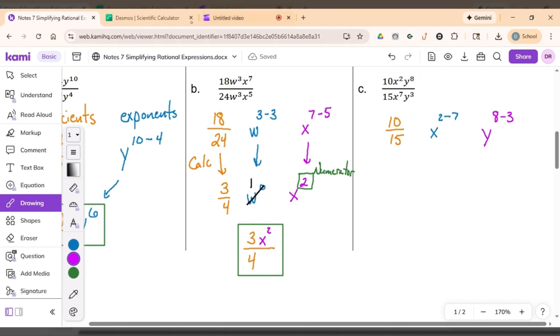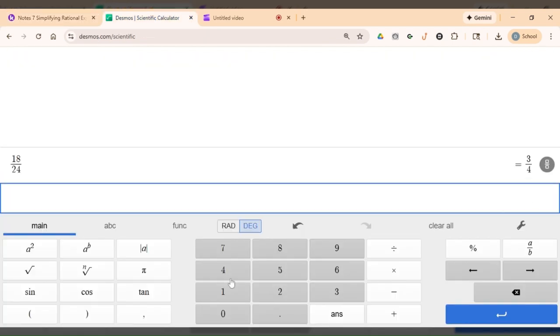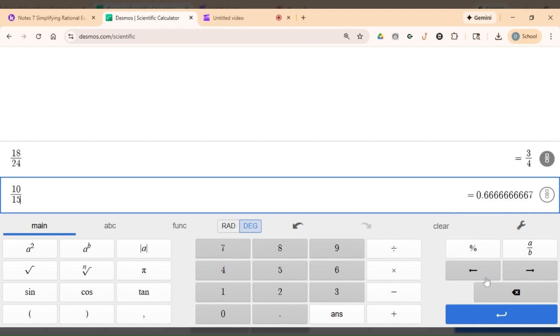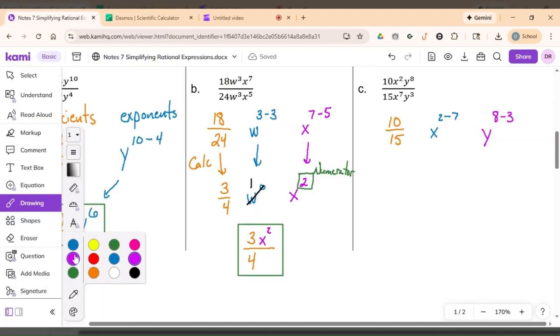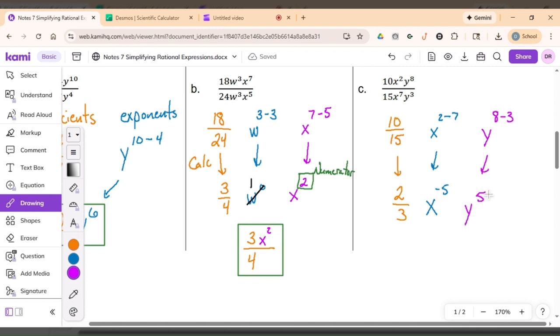Okay, now reducing again, we have 10 over 15. So just like before, we can type that in, 10 divided by 15, and see what that gives us. And we get this decimal. We convert that. It becomes 2/3. So we have 2/3 as part of this. So let's simplify there, 2 over 3. And then for the x's, we have 2 minus 7. So that's going to give us x to a negative 5. So we're going to talk about what to do with a negative exponent here. After that, 8 minus 3 is positive 5. So we have two variables and two exponents, but one is a positive value, one's a negative.